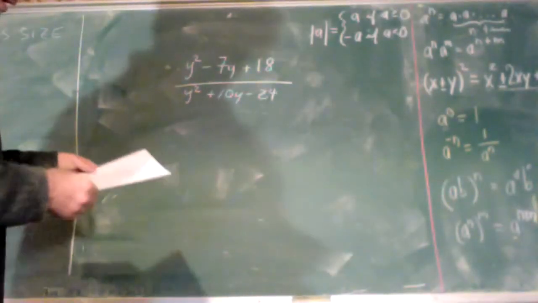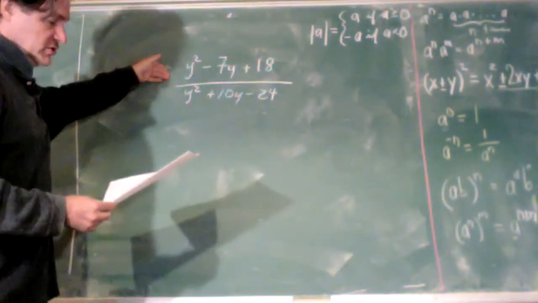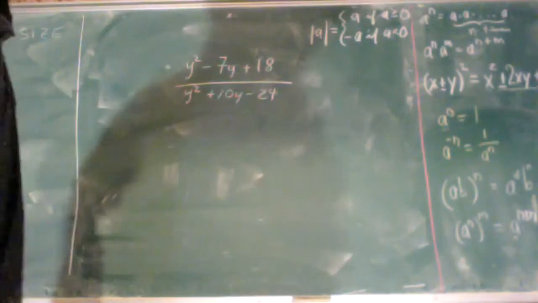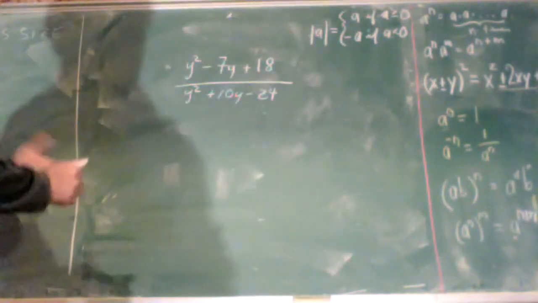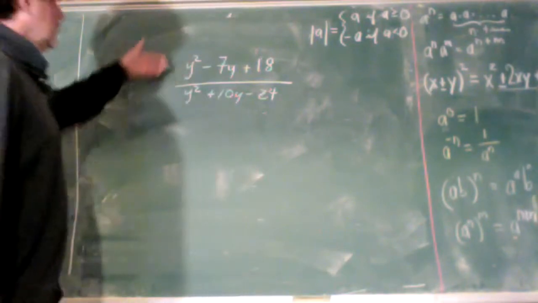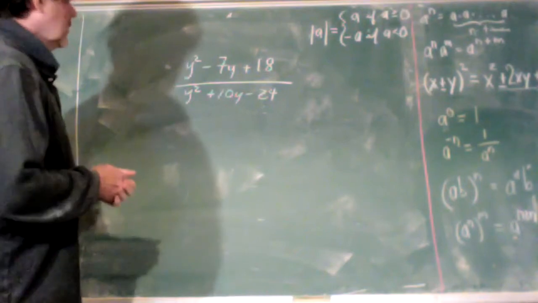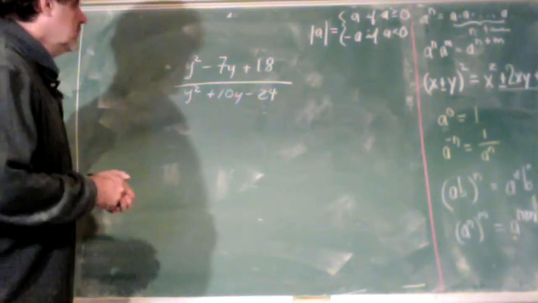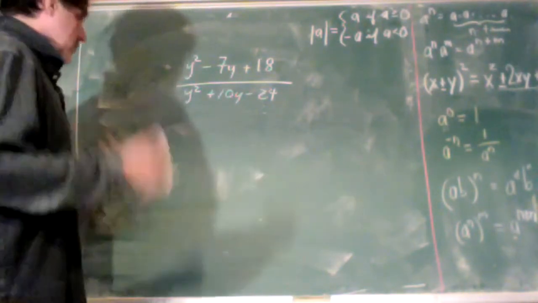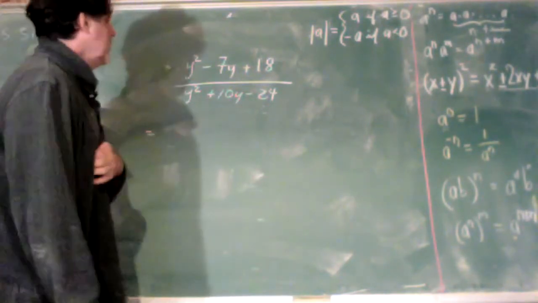Problem 17 asks us to write this rational expression in lowest terms. Well, like with fractions, to write them in lowest terms, we need to fully factor our numerator and our denominator, and then observe common factors, if there are any. So we have to factor our numerator, factor our denominator.